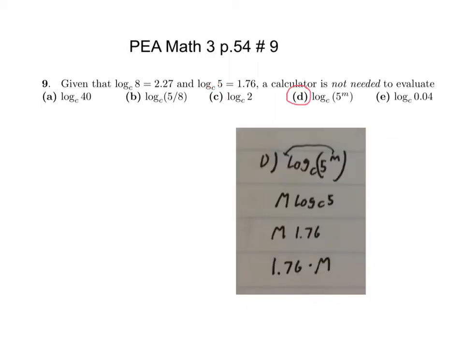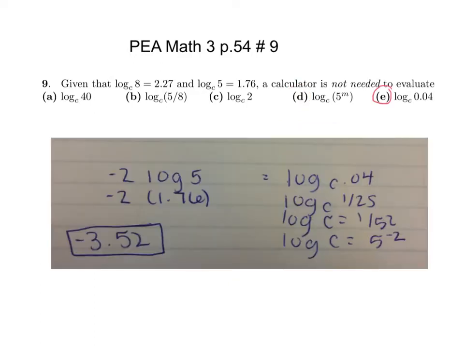All right, on D, Kyle, what'd you do here? We moved the m from the exponent out into the front. Okay. And then we replaced log base C of 5 with 1.76. Perfect. So log base C of 5 is 1.76, and then the m's out in front. So now it's multiplied by it, so it's just 1.76m. Questions there? All right, here's the last one, and probably one of the most difficult ones.